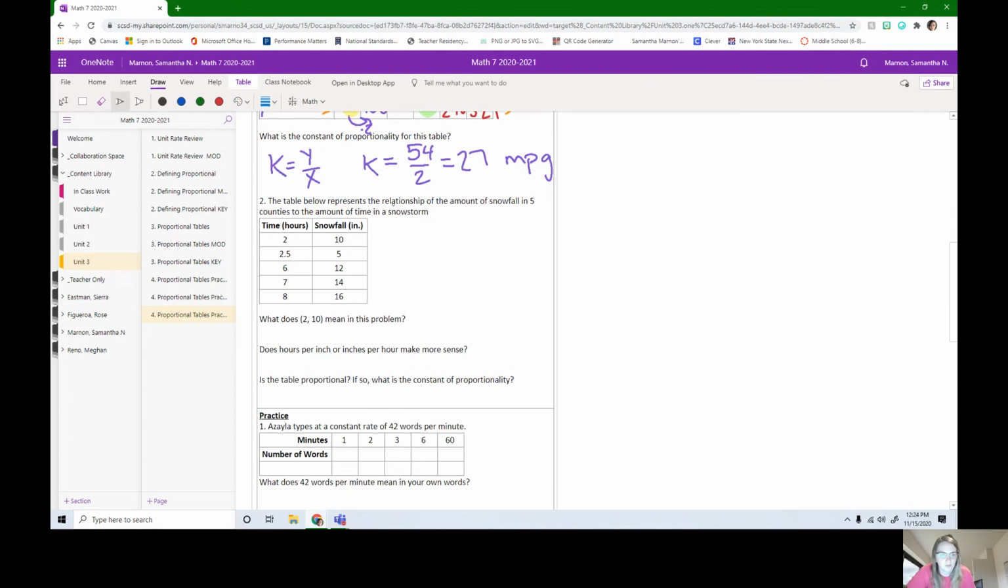The table below represents the relationship of the amount of snowfall in 5 counties to the amount of time in a snowstorm. So maybe one of these is Onondaga County, one of these is Oswego County, any nearby counties or any far counties, doesn't matter, they don't say, but each one of these rows represents a county. So we have 3 questions on this. So why don't you pause the video, see if you can answer all 3 questions.